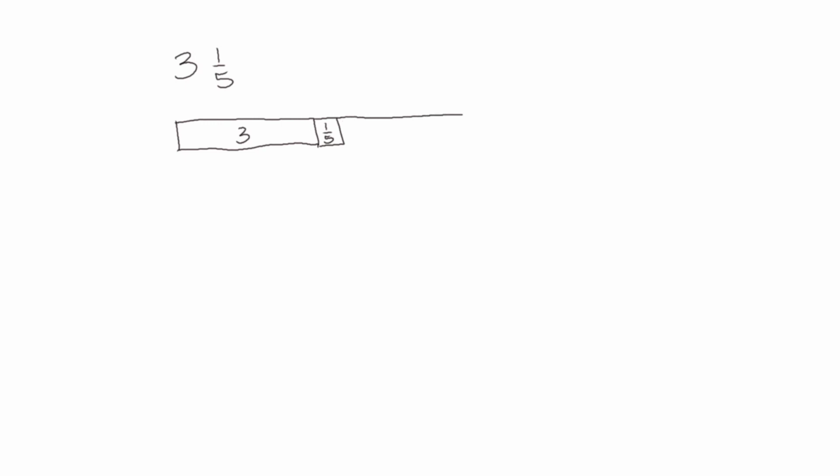So one way of doing that would simply be to draw another 3 and another 1/5. And we see here we've got a 3 and a 1/5 and another 3 and another 1/5. Or we could group them by units and say we have 2 3s and 2 1/5s.